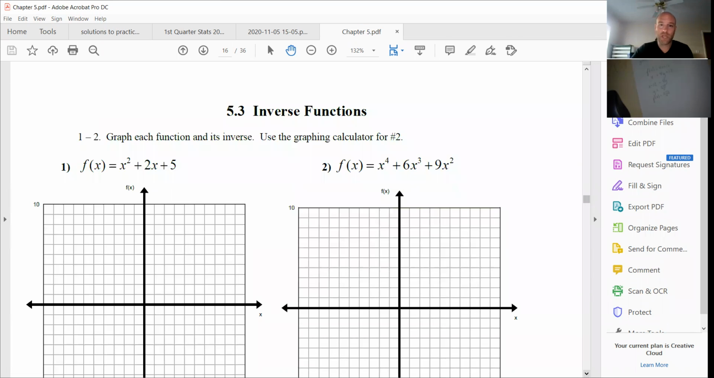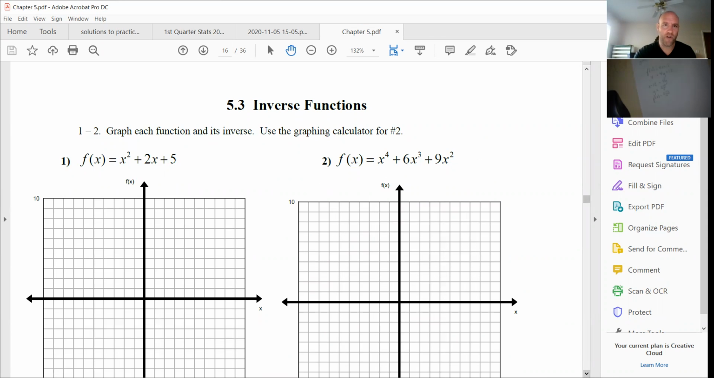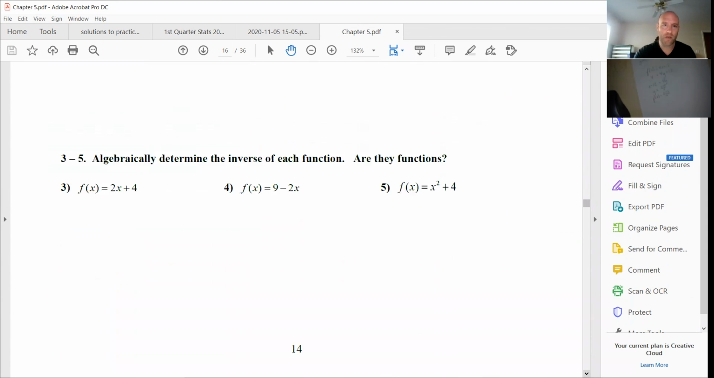Okay, graph each function and its inverse. Once again, number 2 is a headache. Don't try it without a graphing calculator. Although maybe it's not as bad as I think. Back to our next squared. I don't know. Over here, still is kind of on the ugly side. Yeah, let's not pause here. Not particularly useful.